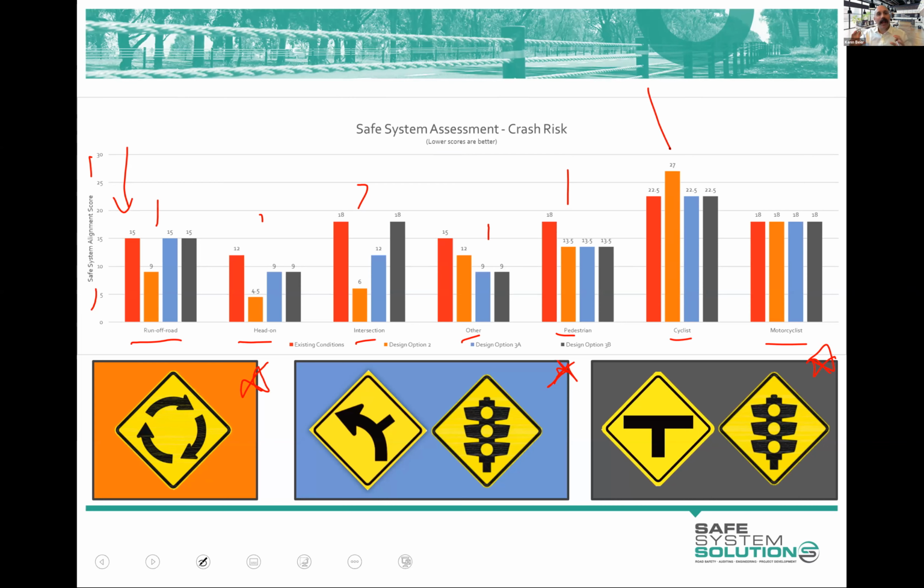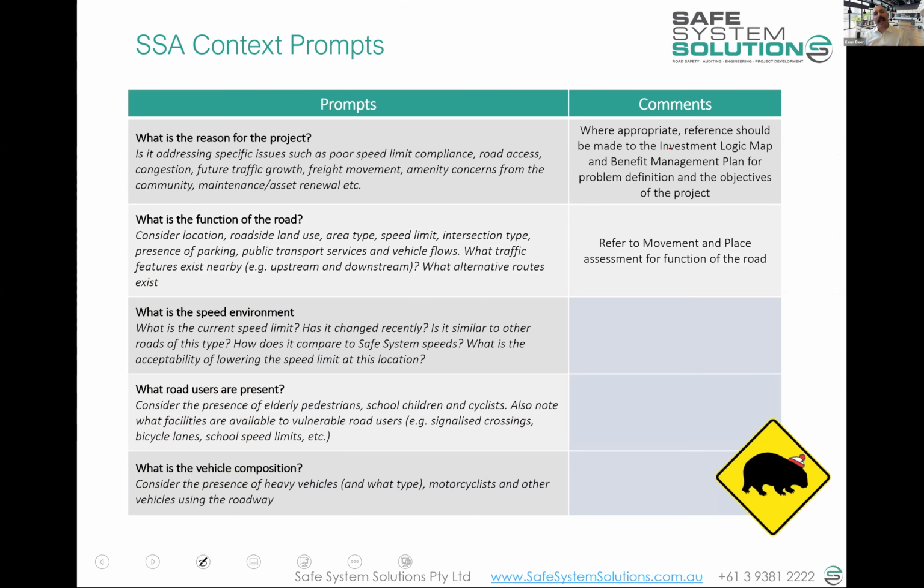But you can immediately see how we're starting to identify by different crash type and road user where we're getting our benefits and non-benefits. So that's sort of the end. That's what we're trying to get to, to a degree. But let's jump back and look at, how do we start the safe system assessment?